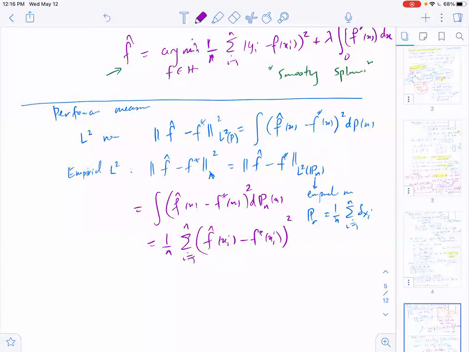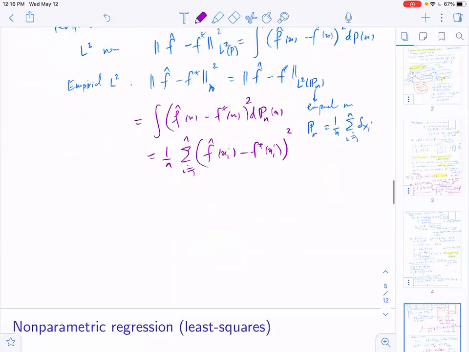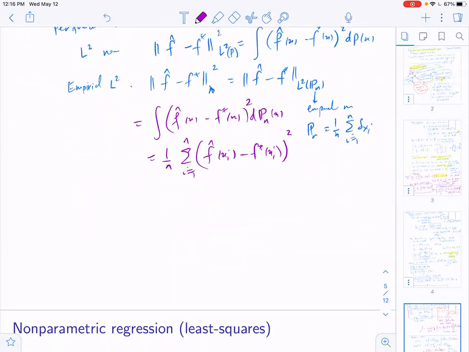And these xi's are the training data. So you just care about the deviations in the training data, squared. You can see that this is very close to the actual L2 norm for large n. But we care about this norm because what you really can estimate are the values of f star evaluated at xi. You can't really estimate anything outside.